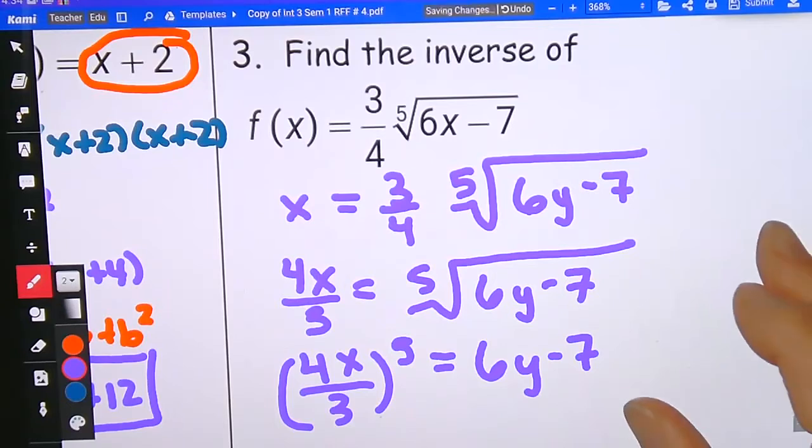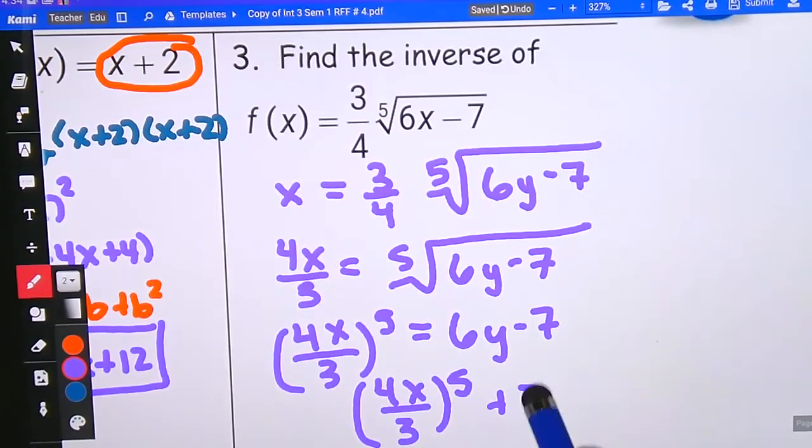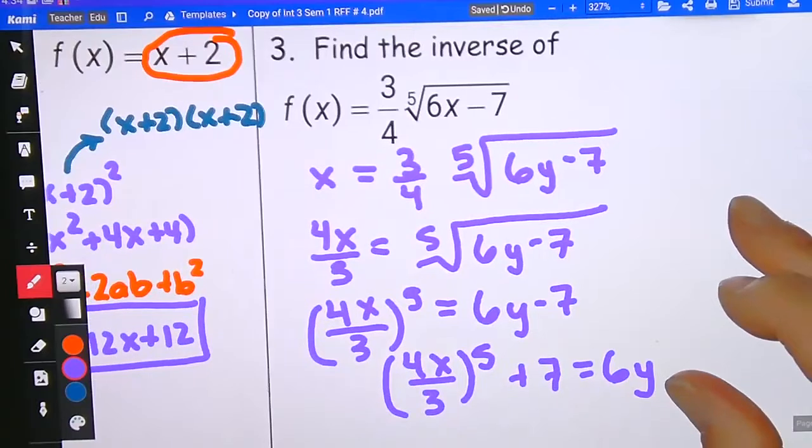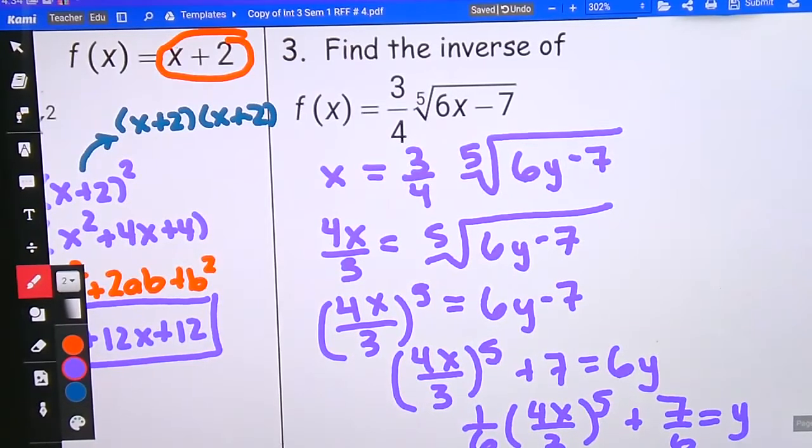I'm going to add 7 to both sides, okay? So I'm going to get the 4 over 3 x raised to the power 5 plus 7 is equal to 6y. And then I need to get rid of that 6, so I'm going to divide everything by 6. So I'm going to put the 1/6 in front of this, and think of it as a 1/6 times, kind of like a stretch, times 4x over 3 to the 5th. And then here, this is going to be a 7/6 is equal to y.